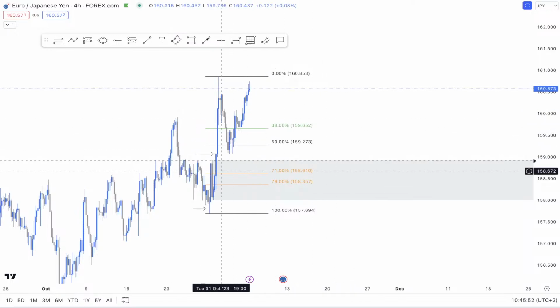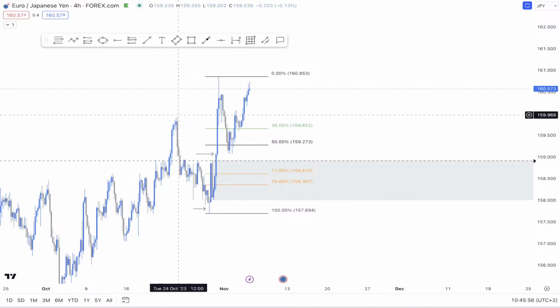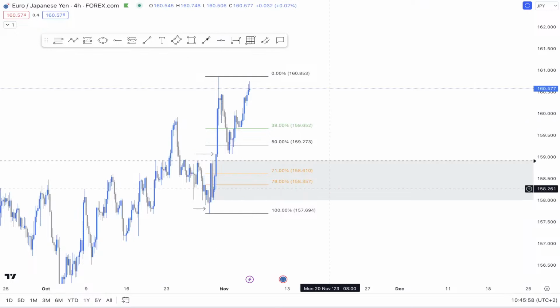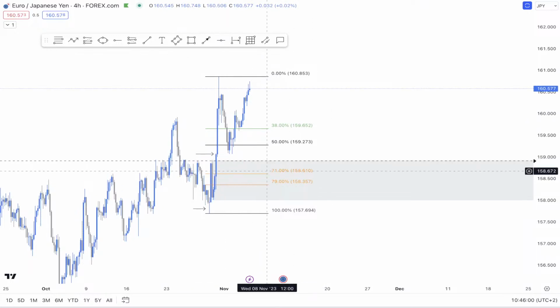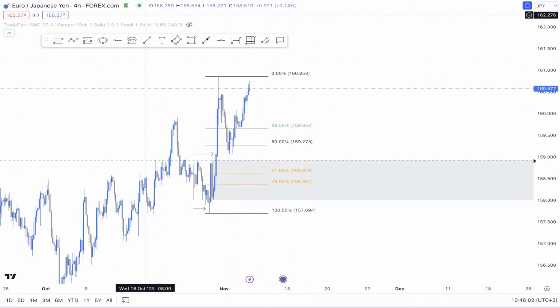Okay, we have a liquidity sweep, an impulsive break of structure. We also broke this swing high here. Imbalance has been left behind. We also have this unmitigated order block lining up perfectly with our area of interest.